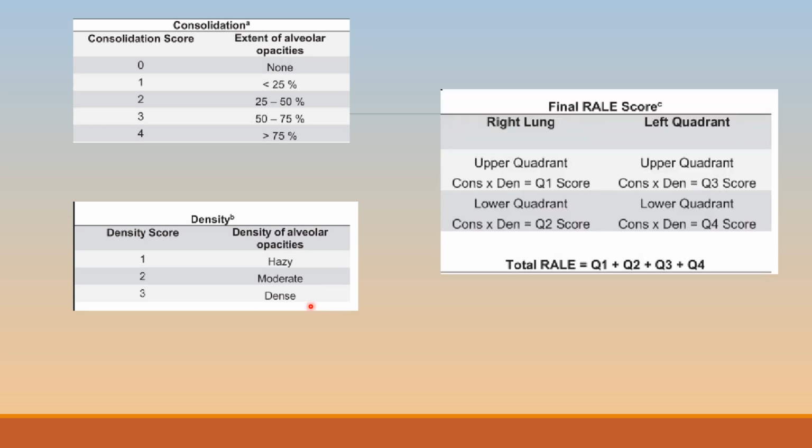And at the end, you multiply the consolidation and density score in each quadrant, and you will get the Q1 score. Right side Q1, Q2, left side Q3, Q4, and you add all of them, Q1, Q2, Q3 and Q4. The value ranges from 0 to 48, with 48 being the most severe.